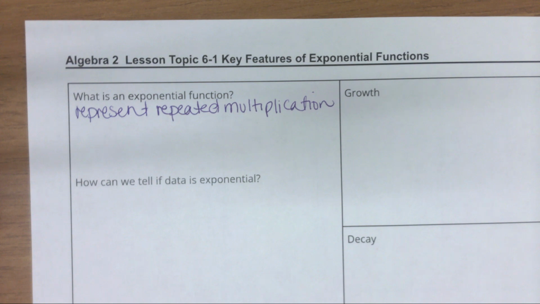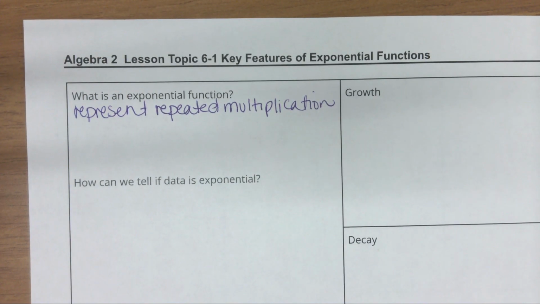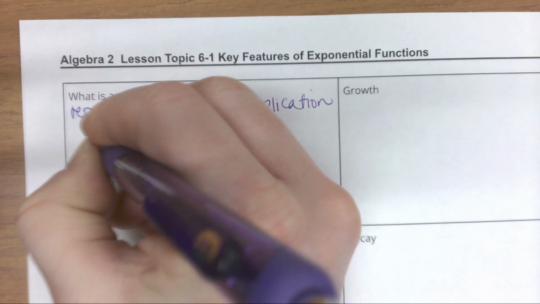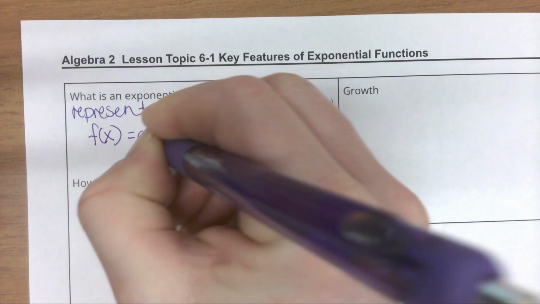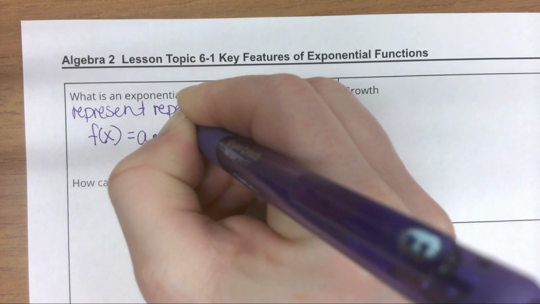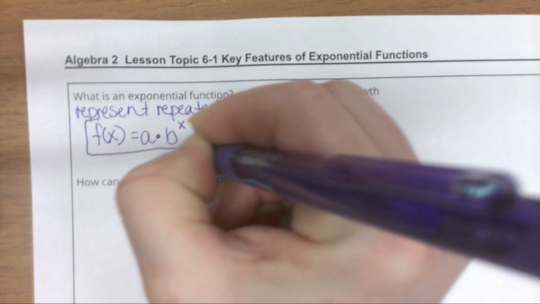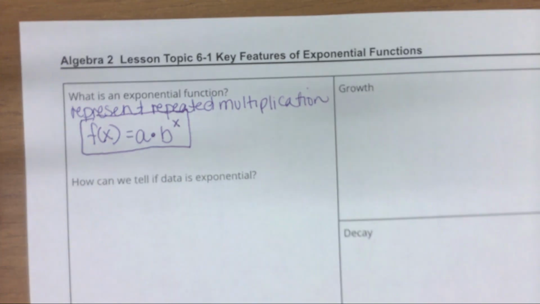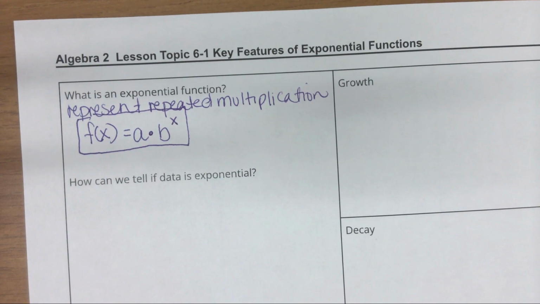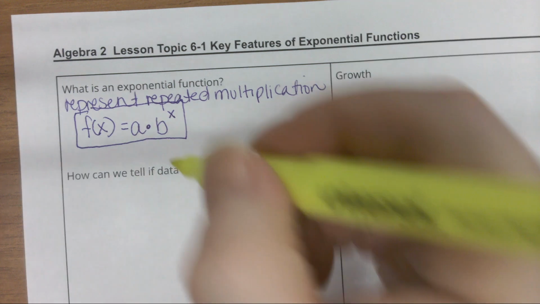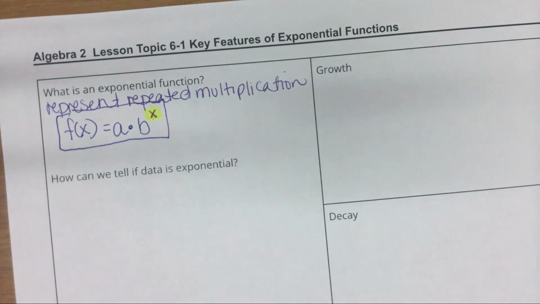And so the way that the function or equation is written is f of x, or you might see y, equals a times b to the x. Okay, and that would be what an exponential equation looks like. So let's point out some things that we notice. Where is the x? Yeah, okay. And so the x is in the exponent.